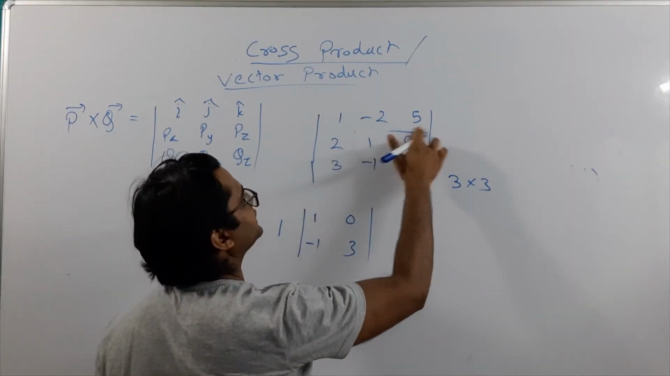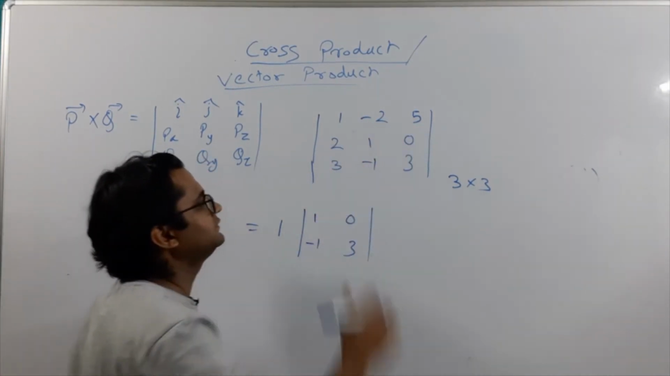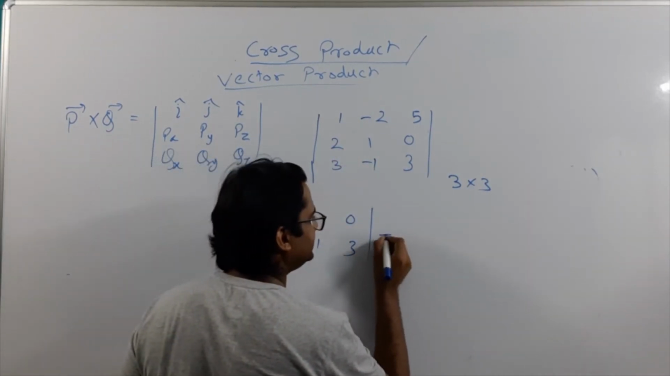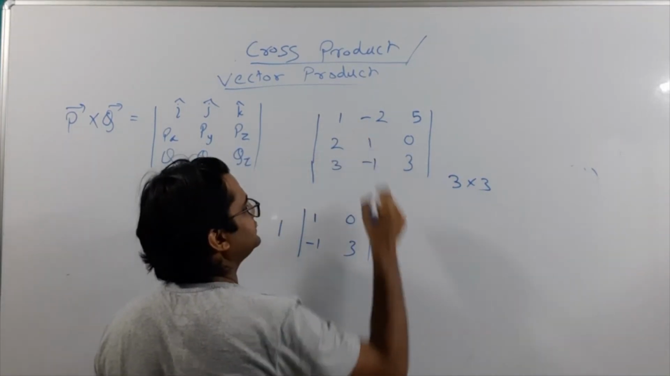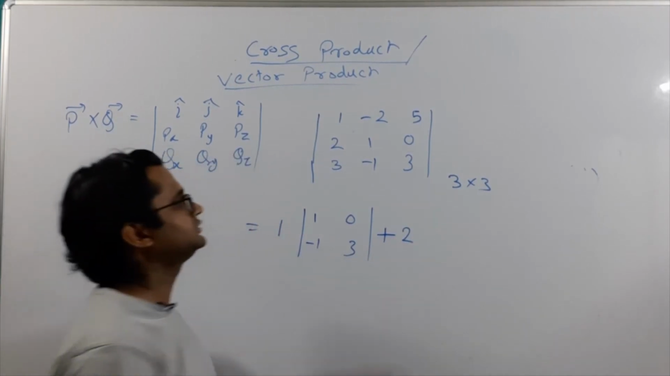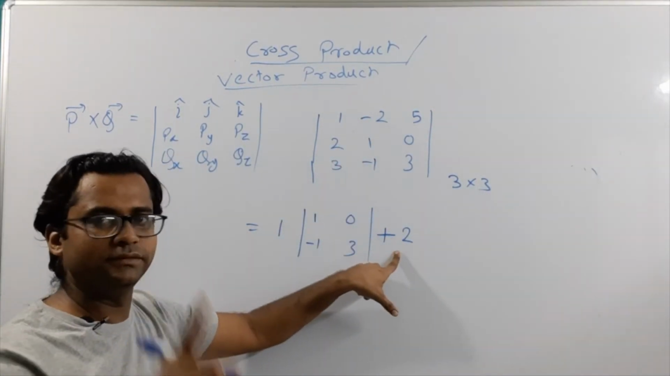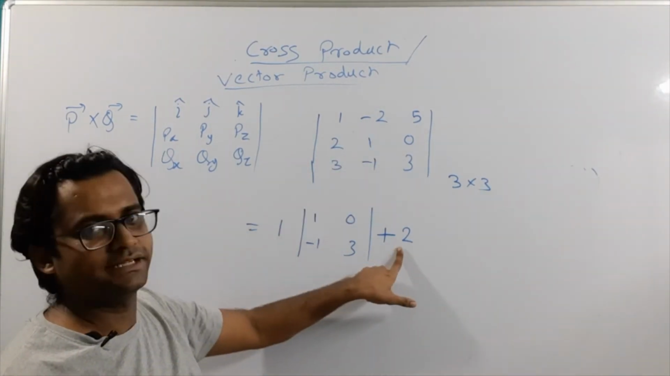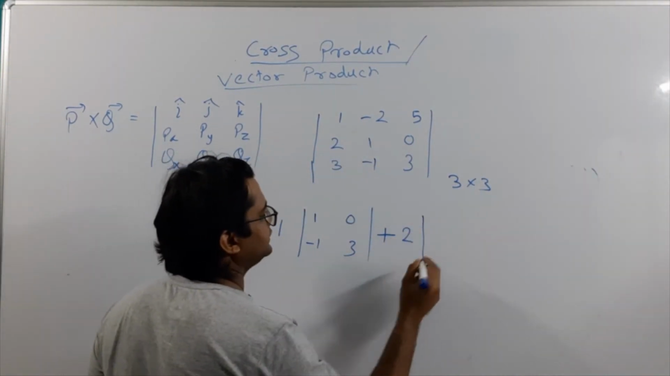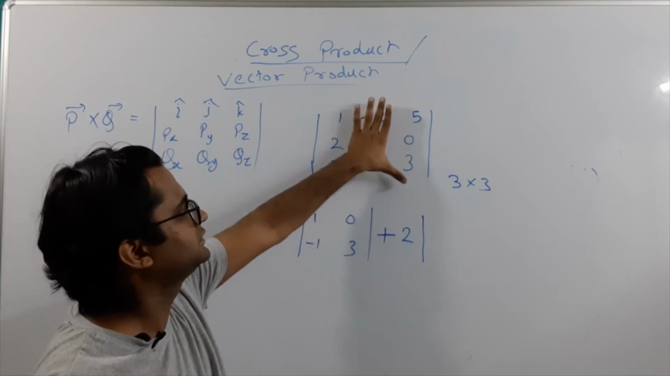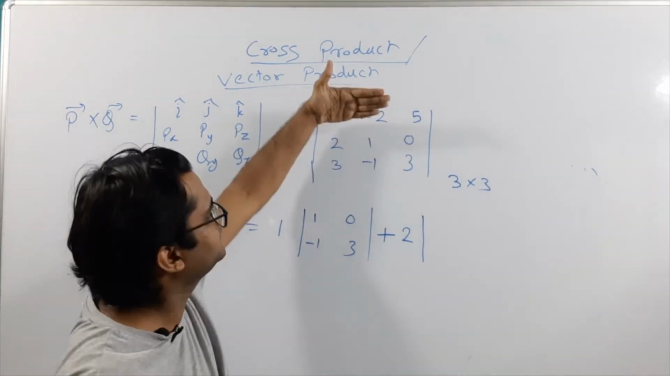Now let us consider our second element. It is -2, and while writing the second element we change the sign. Since it is -2, we write +2. If it was +2, then we would write -2. So change the sign of the second element. Remember to change the sign of the second element. Now cover its row and column. It is here, so cover its row and cover its column.